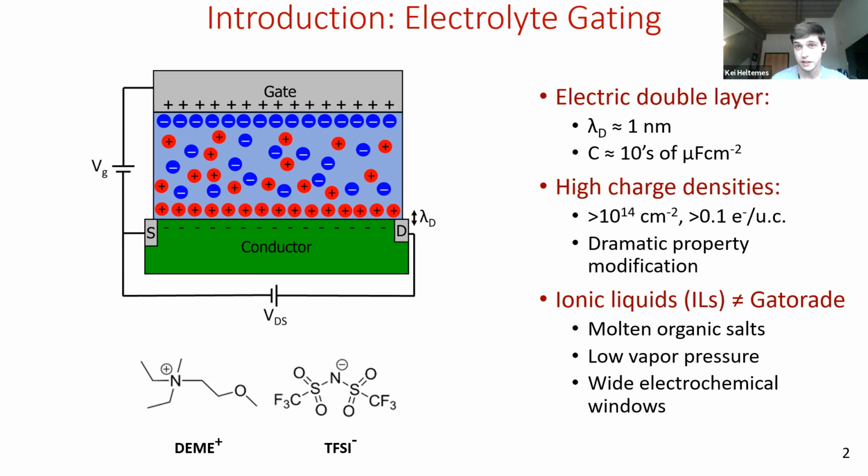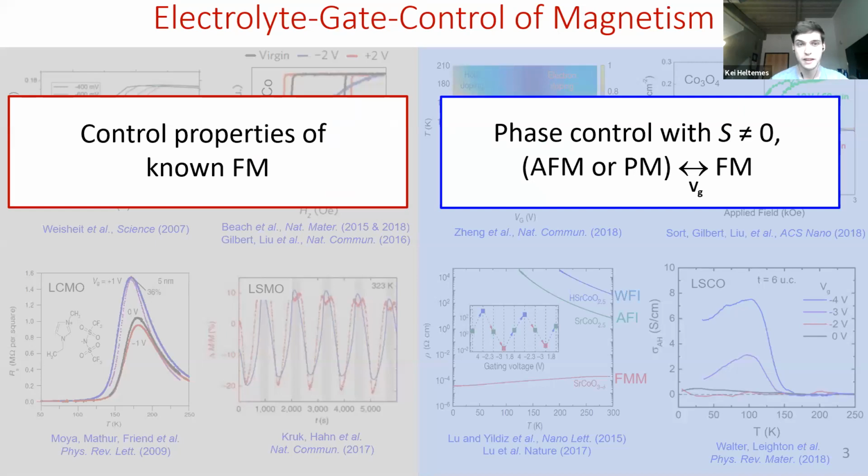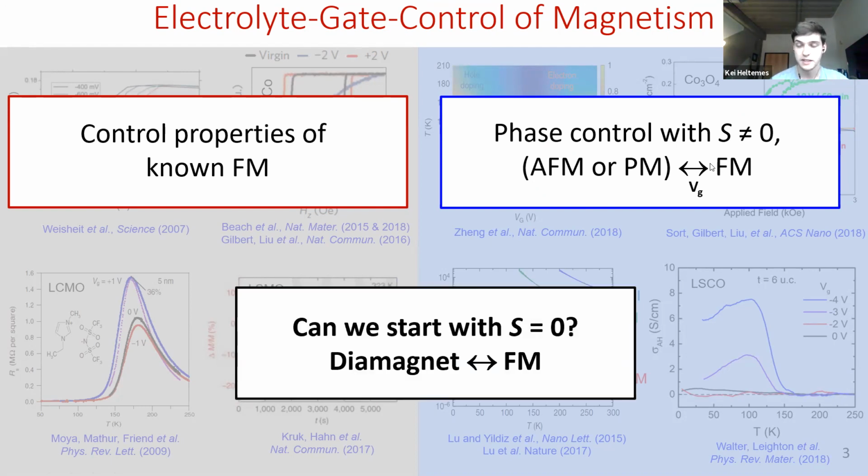So I've introduced what electrolyte gating is. I'd like to show its context in research. And really, it breaks down into two main results that electrolyte gating has seen. That's the ability to control properties of a known ferromagnet, and also to induce phase control in materials with some amount of finite spin, whether that be an ordered amount of spin, such as an antiferromagnet, or a disordered spin, such as paramagnetism. And they can transfer over to a ferromagnetic state. A very clear limitation in the current research, however, is that really no one has studied the idea of trying to get a diamagnet into a ferromagnetic state. So that's something that we'd really like to study here.